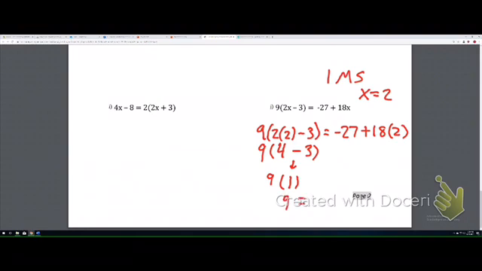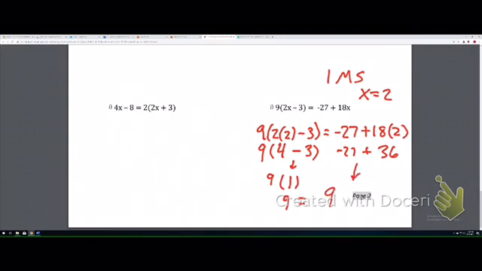Now we're going to do this side of the equation. We've got negative 27 plus 18 times 2, which is 36. And 36 minus 27 equals 9. So that shows that that is in fact equal, which is one of the many infinite solutions that you're going to have.